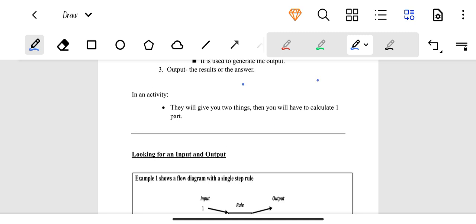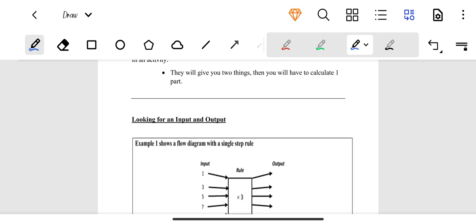What you have to note when you're dealing with flow diagrams is that in an activity, they will give you two things. Either they give you an input and a rule, so you're supposed to give out the results. Or they give you an output and the rule, and you're supposed to give out the input, what is being inserted. Or they can give you the input and the output, and you have to determine the rule. Whatever is not there, you're supposed to work it out.